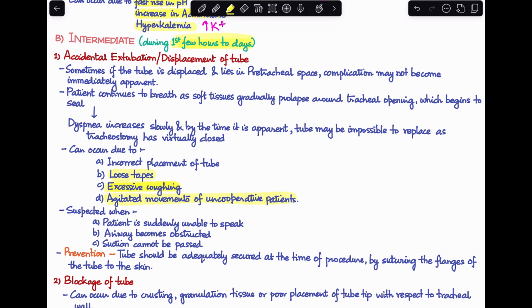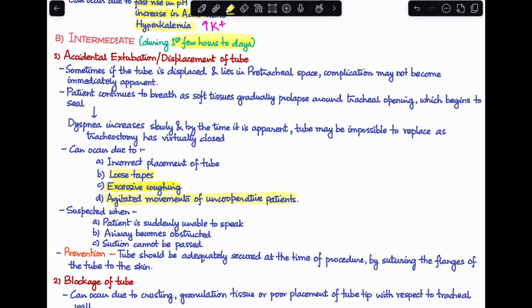When should you suspect this? We will suspect this when the patient is suddenly unable to speak, the airway becomes obstructed, and we are not able to pass the suction. So, when we discover that the patient has displacement of the tube, we have to deal with the cause that might have led to it, and we will have to put the tube back.